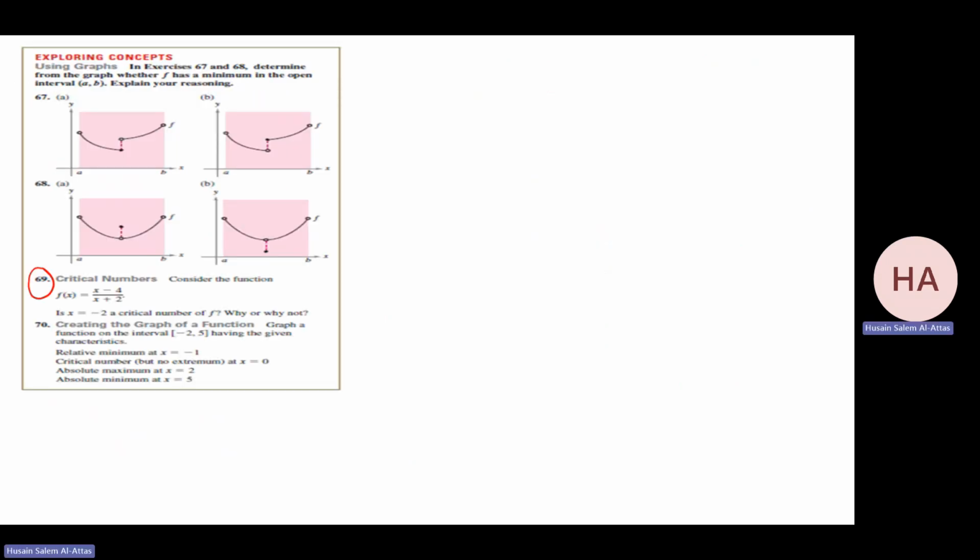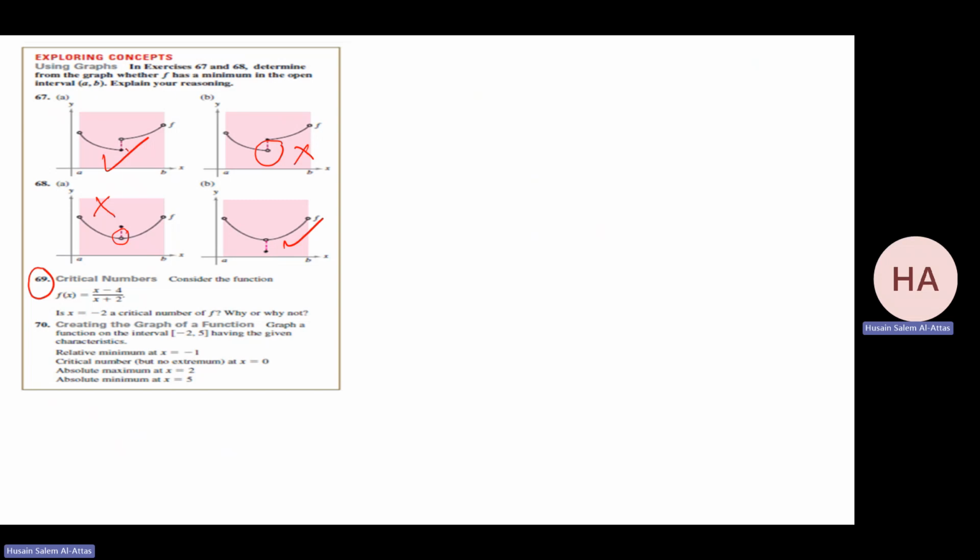Okay, we're almost there. I want to do these problems quickly. He says, exercise, determine from the graph whether f has a minimum in the open interval. Here, yes, there is a minimum. Here, no, because this is open. So we have no minimum. And this one, this is open, so no minimum. And this one, yes, because this will be the smallest one. So this is yes.